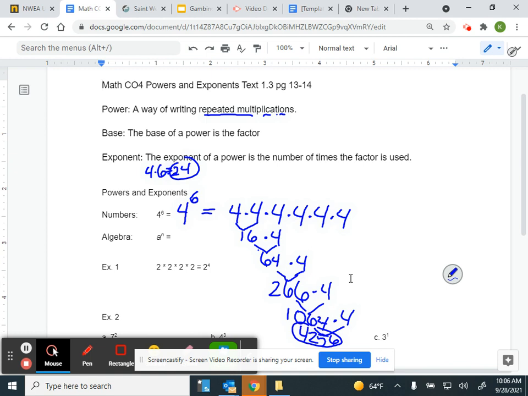So it's very important that when you see those exponents, you think to yourself, oh, I'm not going to fall for it. It's not 4 times 6. It's 4 times 4 times 4 times 4 times 4 times 4, 6 times. So you're multiplying that 4 out 6 times, not multiplying it by 6. Big difference.